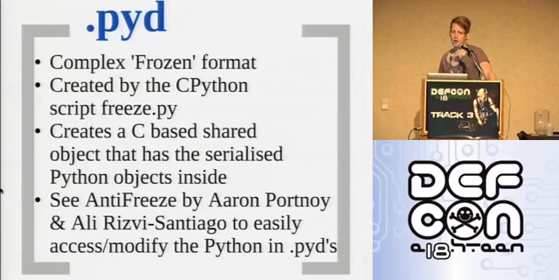PYD, the most complex format that Python will produce by itself. It comes as standard with CPython. It's seen a lot on Windows. It will compile into a shared compiled C object. We're not really going to talk about these. There's been some good work done by Aaron Portnoy and Ali, and they can access the PYDs, and they did a toolkit called antifreeze where you can unpack the PYDs, modify the bytecode, repack them. They did some good stuff with games on Windows, making that character jump like 20 times higher.